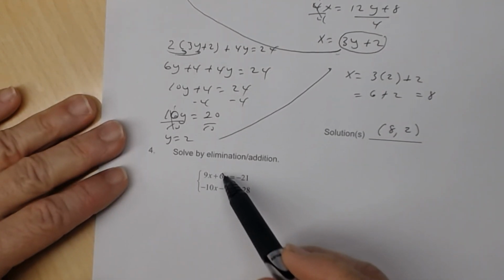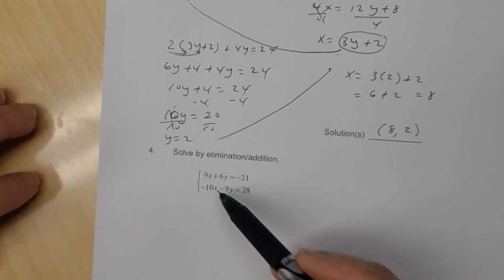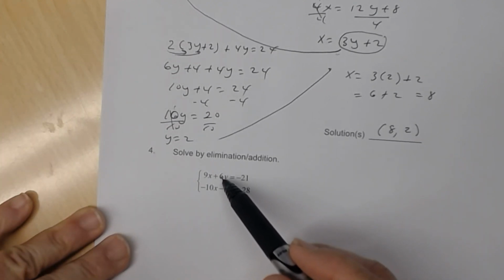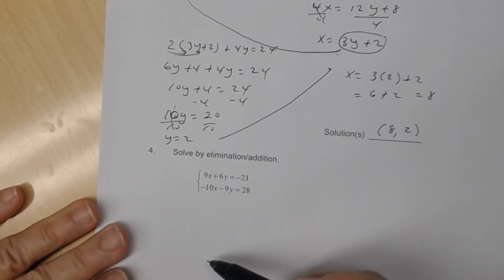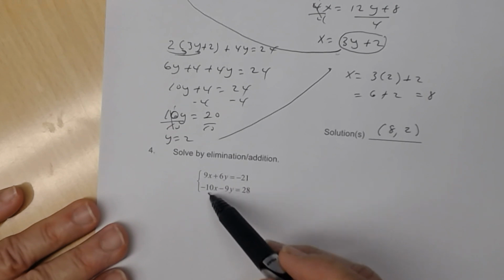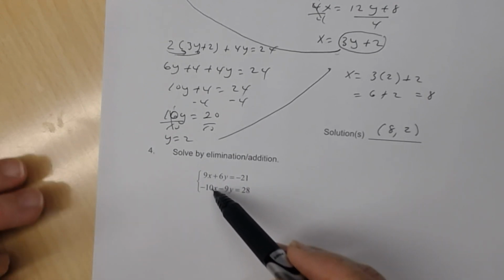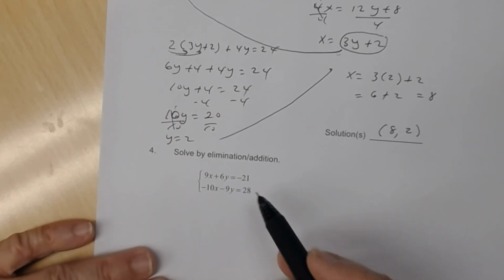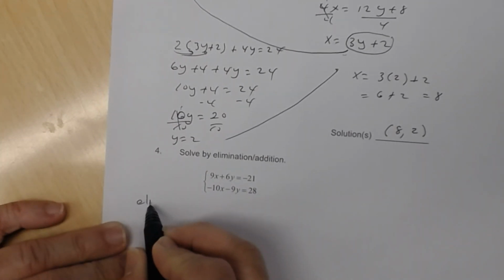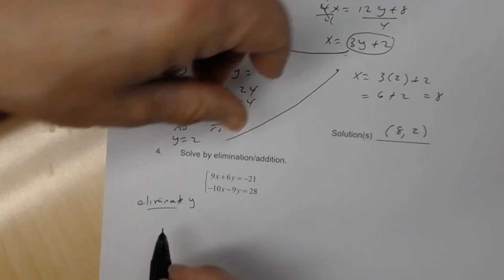So the least common multiple, always use the least. You can use a common multiple, but it's easier if it's the least. So the least common multiple of 6 and -9 is 18. Now if you use x, the least common multiple of 9 and -10 would be 90. So let's just go with the y. So I'm going to go ahead and eliminate the variable y.